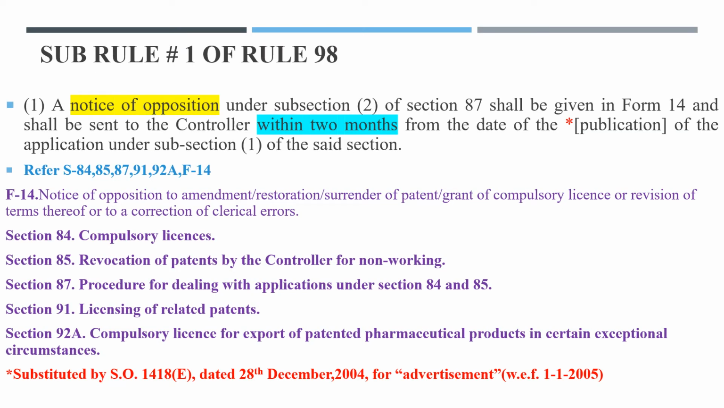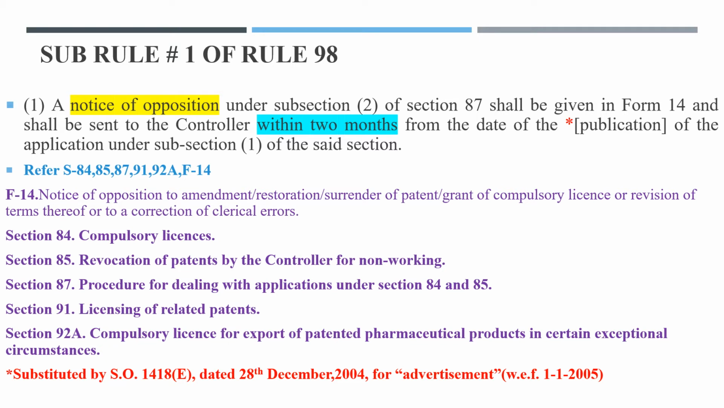Now, subrule 1 of Rule 98. What does it say? Subrule 1 says a notice of opposition under subsection 2 of section 87 shall be given in form 14 and shall be sent to the controller within 2 months from the date of the publication of the application under subsection 1 of the said section. Here the key term is notice of opposition.